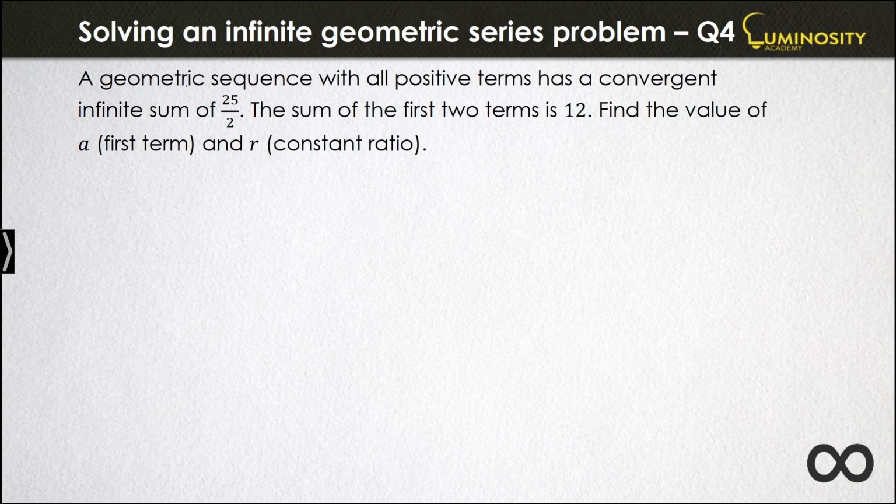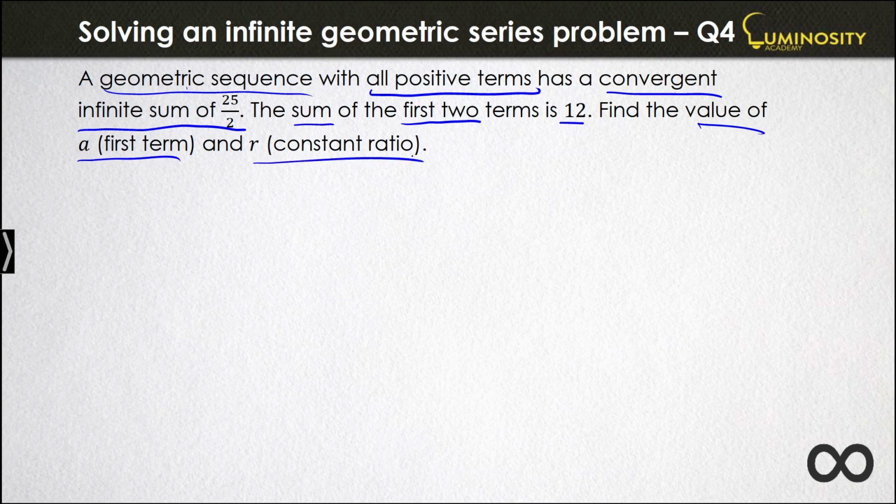We're given that a geometric sequence with all positive terms, that's probably really important, has a convergent infinite sum of 25 over 2. The sum of the first two terms is 12. Find the value of a, the first term, and r, the constant ratio.